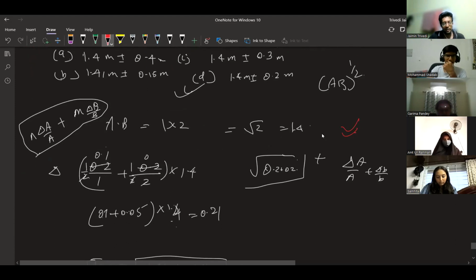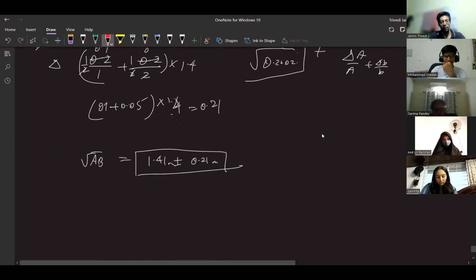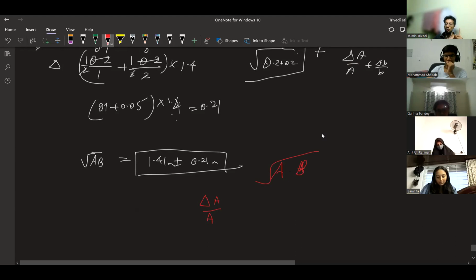Okay. The next thing we need to find is delta in this one. So delta A by A, because it's a multiple. It is A into B, so we need A into B root. So we need to find this multiple error. This root means 1 by 2 plus delta B by B. If it is square, we'll bring here 2. If it is A square B, then we will bring here 2.